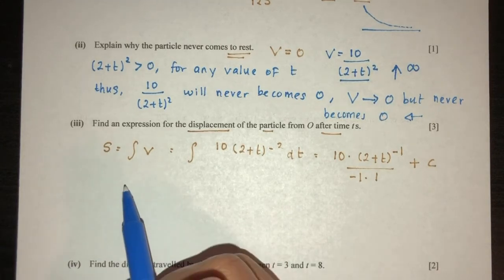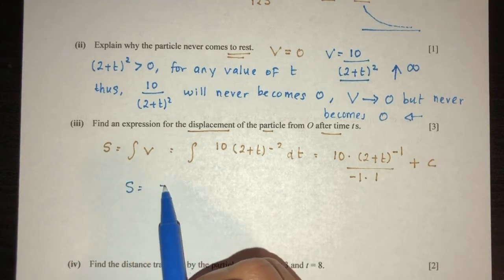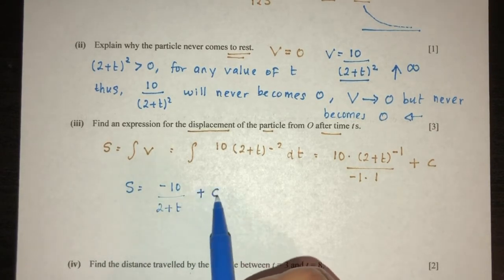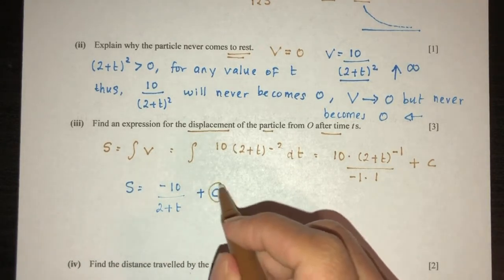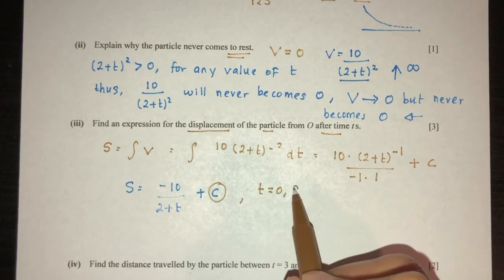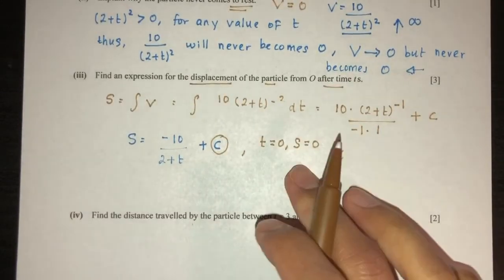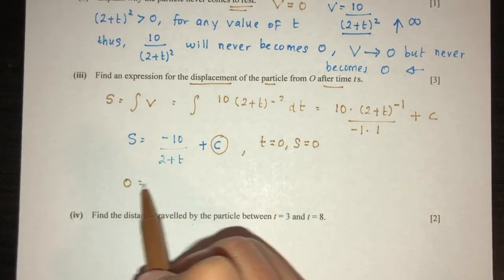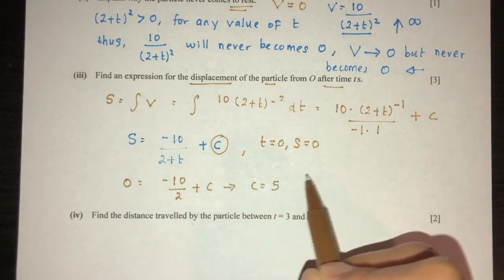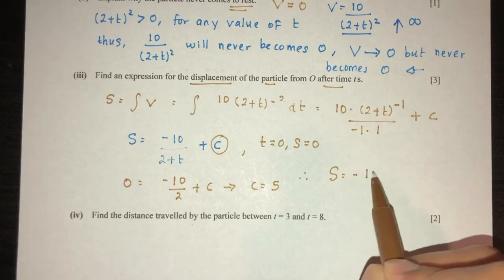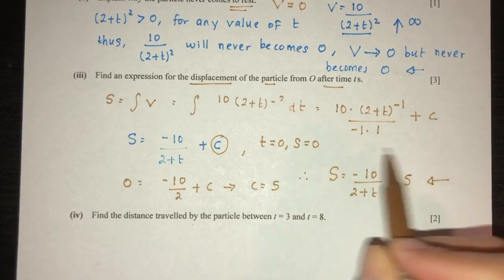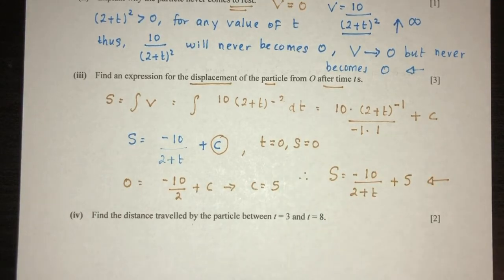So your answer will be s is equal to minus 10 over 2 plus t, plus c. Now you have to find the value of c. We use common sense, which says that when the value of t is 0, s has to also be 0. So you replace in the equation, and you'll have 0 equals minus 10 over 2 plus c. From this, c is equal to 5, so finally s is minus 10 over 2 plus t, plus 5. This is your equation for s, your displacement.